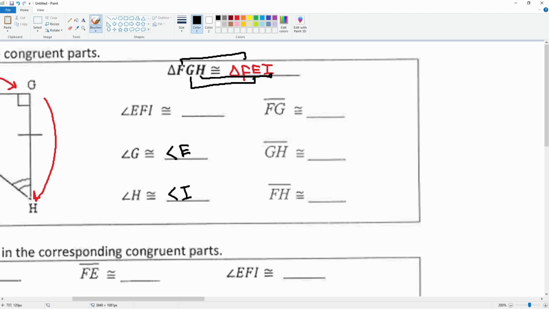So we can match it up. EFI, so EFI is G, F is F, then I is H. Okay.